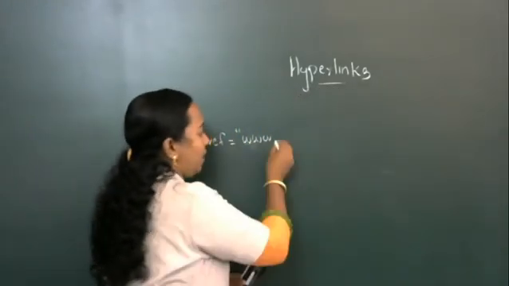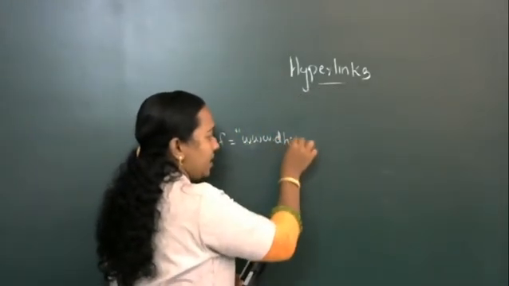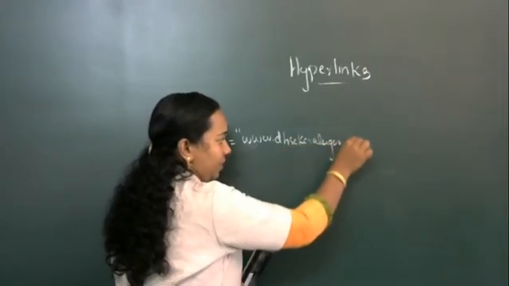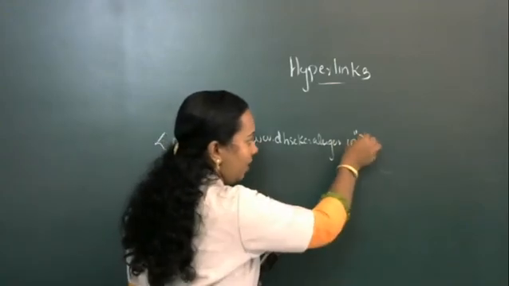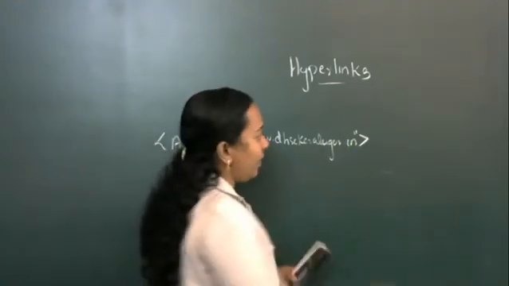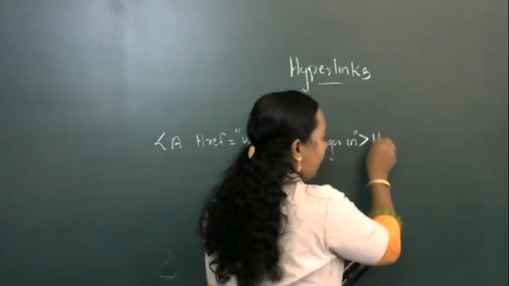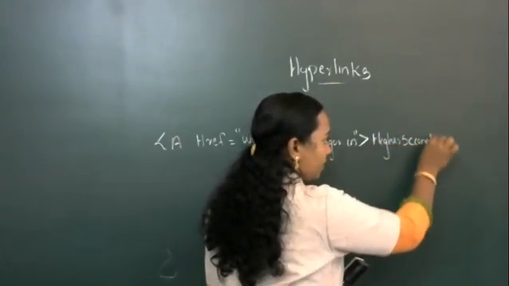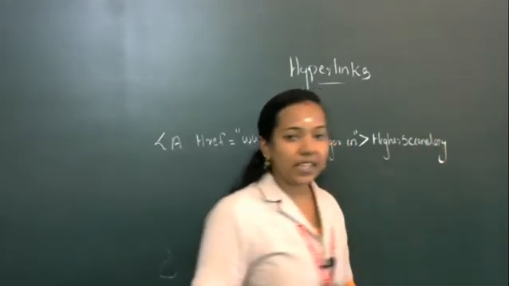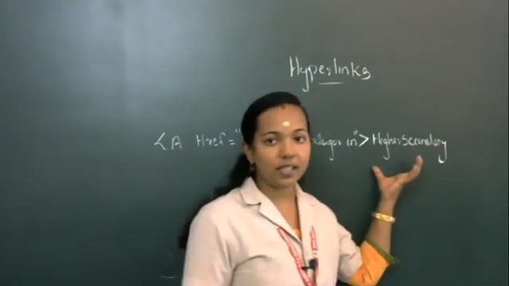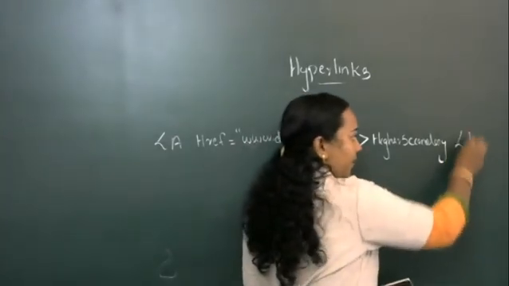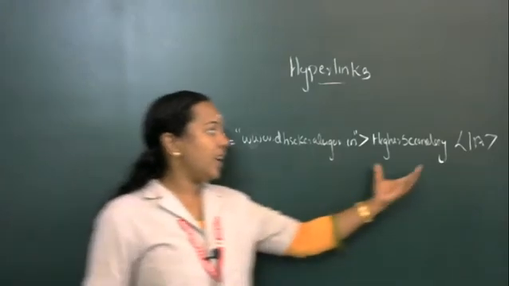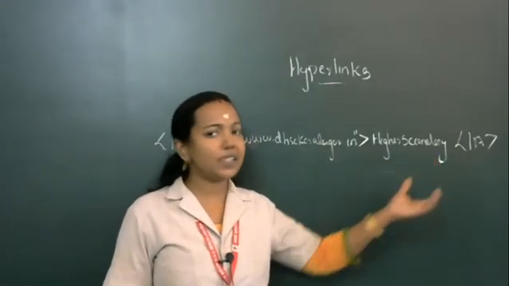For DHSE, www.dhsekerala.gov.in, close the a tag. Then we can write higher secondary, and once the text is over, close the a tag. This higher secondary is actually a text, not itself a hyperlink address.